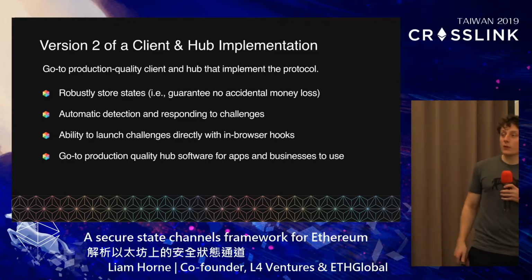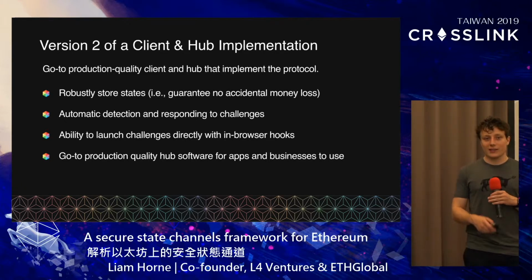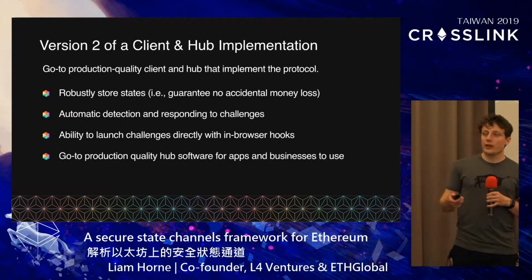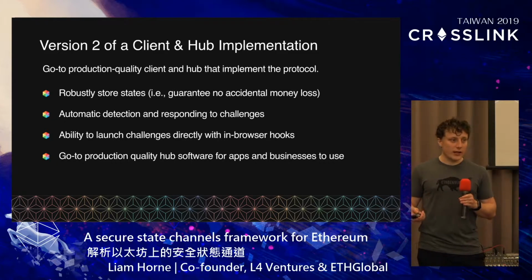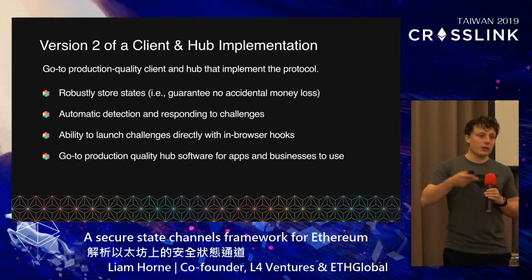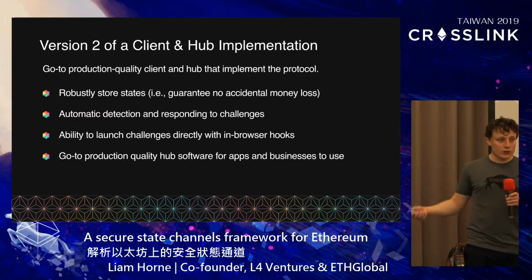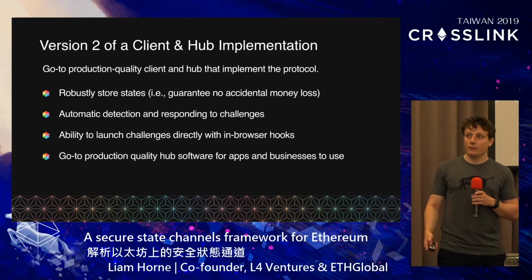And there's a couple of properties that we're aiming for. So one is we do store all of your states right now, but it's kind of a bit janky. It's stuck in local storage. We don't have exact guarantees that you don't accidentally lose some of that. So we're trying to make it be the case that we can guarantee you're never going to lose any state. We're going to automatically detect and respond to challenges that might occur between you and a hub, you and any other counterparty in any part of the protocol. And we want to make this, like you mentioned, the go-to production quality software for hubs, if you want to run a hub or for a client, such that any wallet can implement this. And that's what we're doing now.